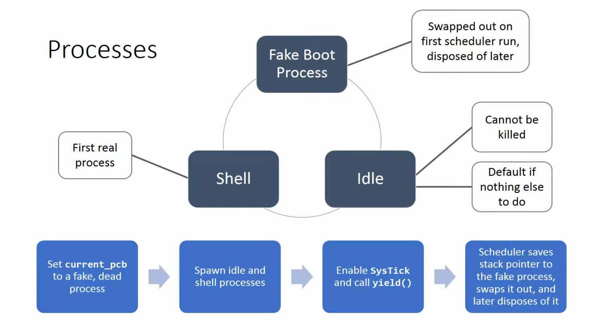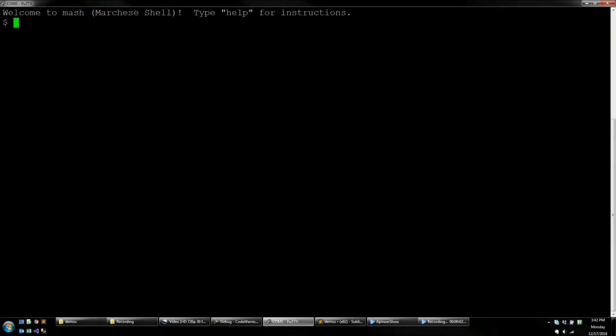For processes, I decided to have an idle process that can't be killed and is only swapped in if there's not another real process that's ready to run. And the startup sequence that I used was to set the current PCB to a fake, already dead process, and then spawn my real processes and kick the system off. And then on the first time the scheduler runs, it just swaps out that fake process and then later on disposes of it. Alright, let's do some demos.